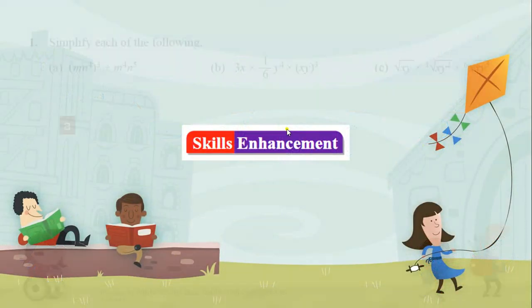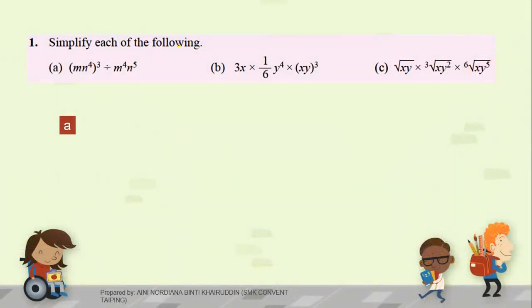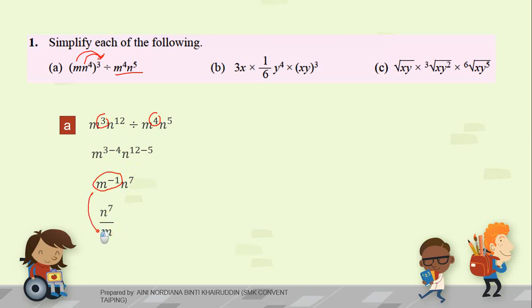Skill enhancement. Simplify each of the following. So you have to take out all the values in the bracket, or the algebraic term in the bracket. So you get m to the power of 3, n to the power of 12. Divide by this. Then just minus the index. So this is the answer. Since this is in negative index form, you put it in the denominator, so that your answer will be in the positive index form.